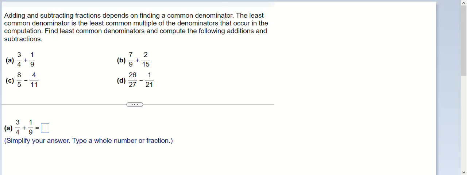The least common denominator is the least common multiple of the denominators that occur in the computation. Find the least common denominators and compute the following additions and subtractions. So let's start with 3/4.